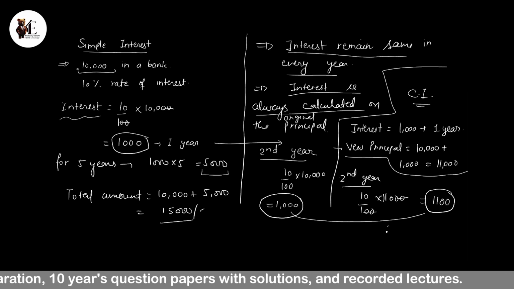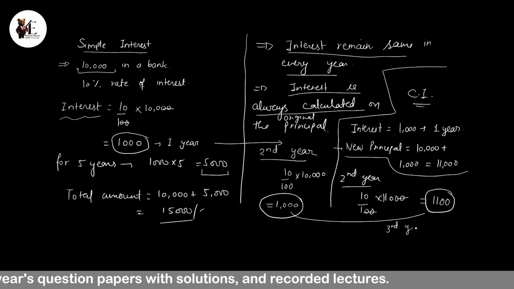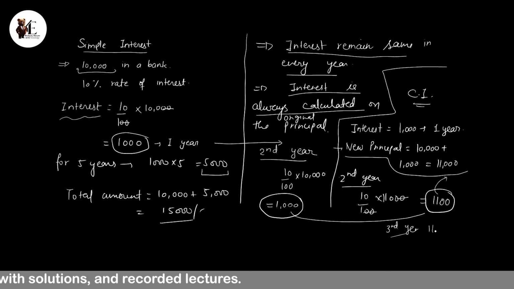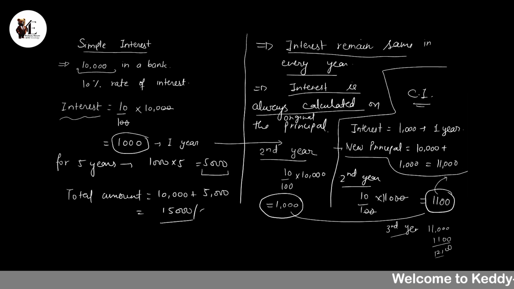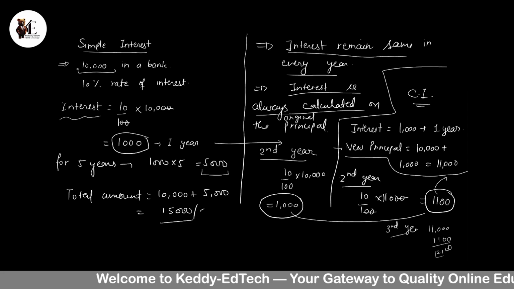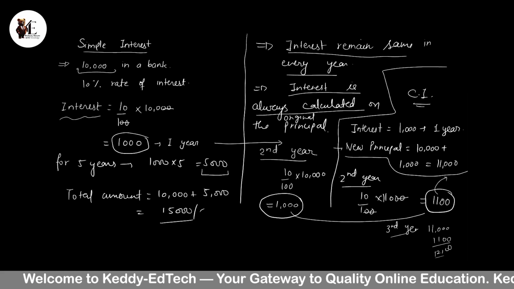And let's say you are going to calculate for the third year. So you will add this 1,100 and 11,000. So it will become 12,100. Now your principal will become 12,100. So now you will calculate 10% on that for the third year. If there is any doubt, Jasmine, please let me know what's the difference between them.